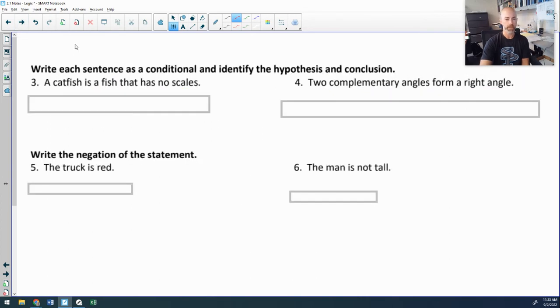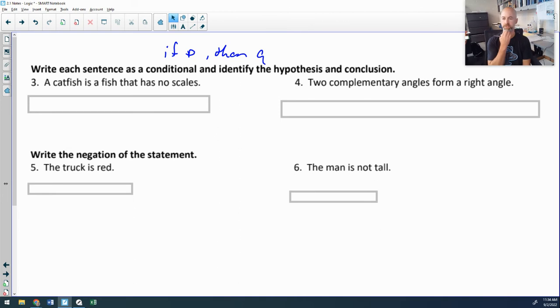Let's go on. All right, write each sentence as a conditional and identify the hypothesis and the conclusion. So these are statements, and we're going to turn them into conditionals. And remember, conditionals must be in the form if P, then Q. The words if and then must be in the conditional. Otherwise, it's not a conditional. So you literally must write IF and then THEN. So keep that in mind.